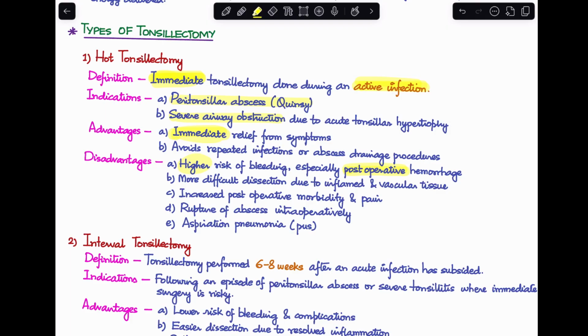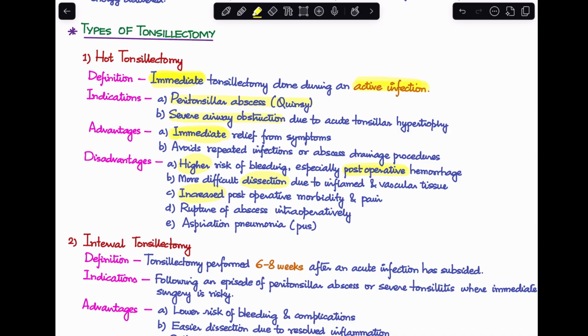Second, in these cases it is more difficult to perform dissection of the anterior pillar from the tonsil. This is because of the inflamed and vascular tissue. So, this makes dissection of the tonsil difficult. Third, you have increased post-operative morbidity and pain in the patient.